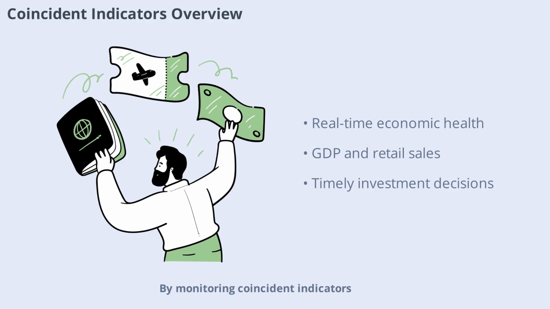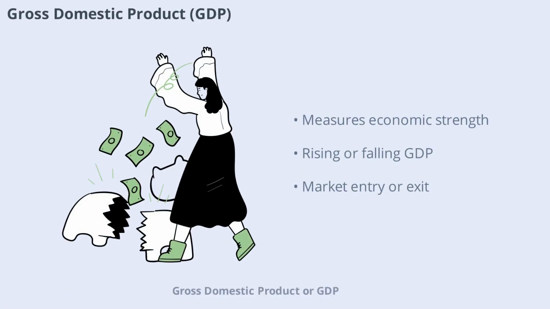By monitoring coincident indicators, you can stay updated on the economy's present state and adjust your investment approach as needed. Let's now explore some of the most influential economic indicators in detail. Gross domestic product, or GDP, measures the total value of goods and services produced in a country.